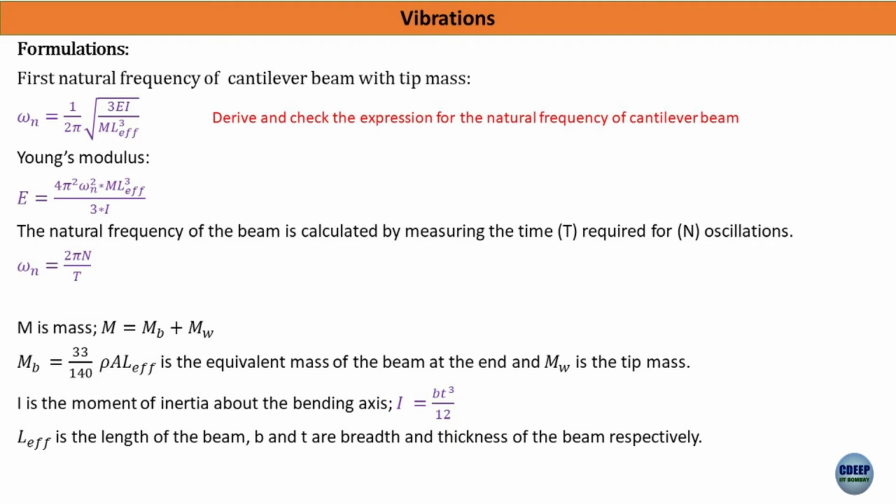So here in the experiment, after the experiment, you will have to calculate the natural frequency of the beam once by considering the mass of the beam as well as once by neglecting the mass of the beam. So by considering the mass of the beam, the effective end mass or the effective mass of the beam at the tip is given by this formula over here, which is mb is equal to 33 by 140 into rho L effective. So this again can be calculated with the data that will be shared with you.